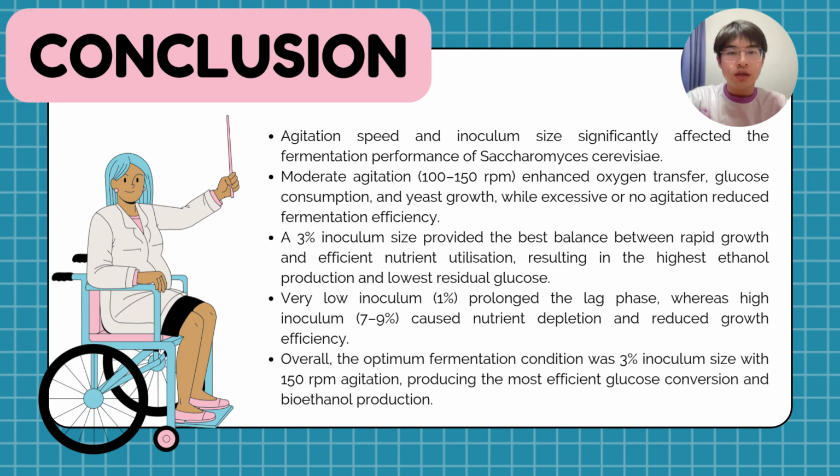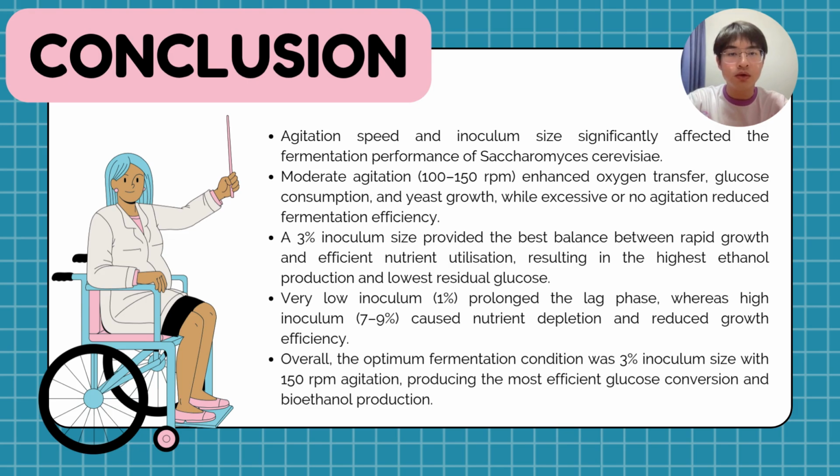So, in conclusion, this experiment successfully demonstrated that both inoculum size and agitation speed have a significant effect on the fermentation performance of Saccharomyces cerevisiae. The results show that agitation improved oxygen transfer, nutrient distribution, and glucose utilization. Moderate agitation promoted better microbial growth, while static condition limited fermentation due to poor mixing. However, excessively high agitation may introduce shear stress that can reduce cell growth.